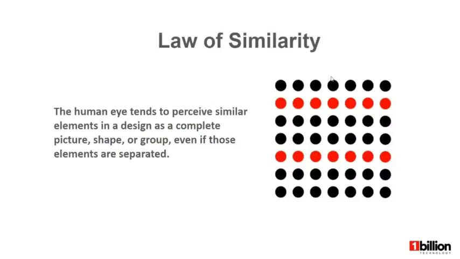The next one is law of similarity. The human eye tends to see similar elements in a design as a complete picture, shape, or group, even if those elements are separated. In the image here, I think you probably see the grouping of colored circles as rows rather than just a collection of circles. According to the law of similarity, elements that are visually similar will be perceived as related. Color, shape, size, orientation, and movement can signal that elements belong to the same group and likely share a common meaning or functionality.